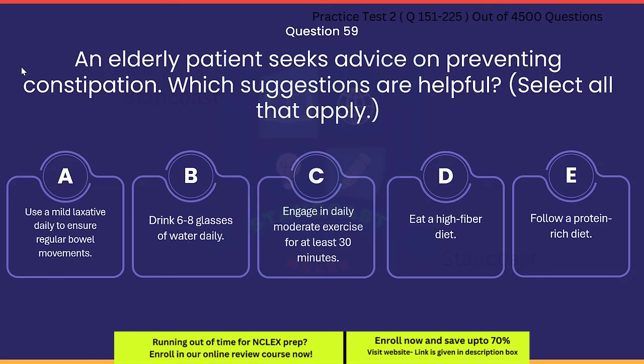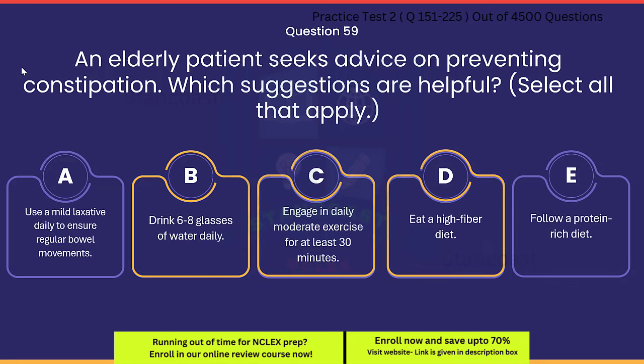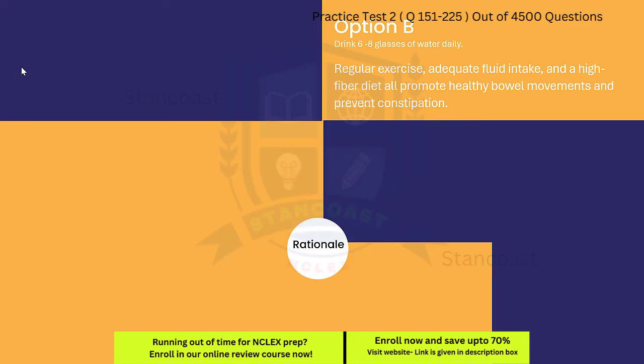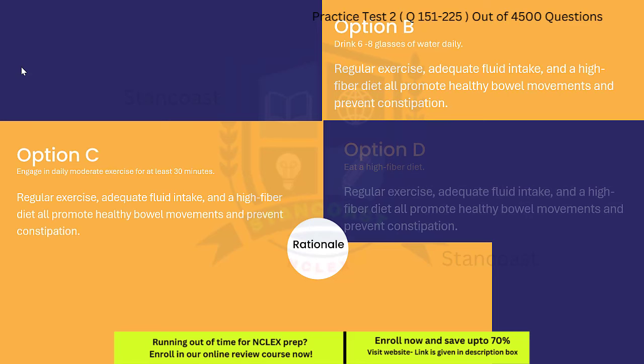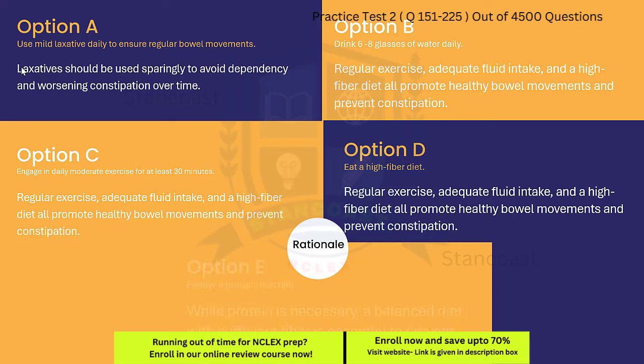The correct answers are B, C, and D. Regular exercise, adequate fluid intake, and a high-fiber diet all promote healthy bowel movements and prevent constipation.